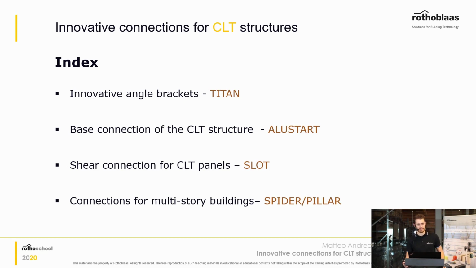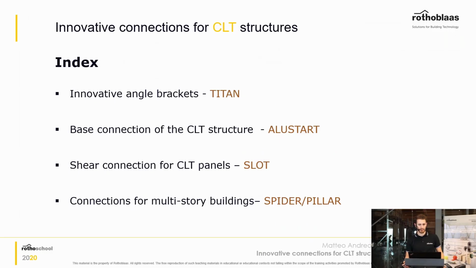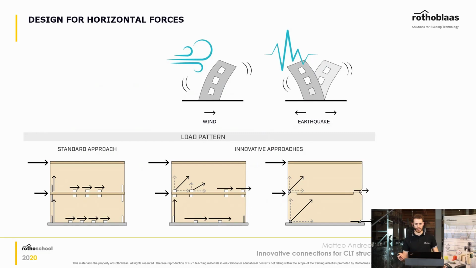We're going to start off with some innovative angle brackets, which are the ones that are most commonly used right now for CLT structures. And then we're going to move on to the base connection for the CLT structures, which is the Alustart. This is a very nice innovative product. And to finish off, we're going to have a look at a couple of other products, the slot for shear connections of CLT panels, and the spider and pillar. Now, let's finish with the talking, and let's move on with the presentation.